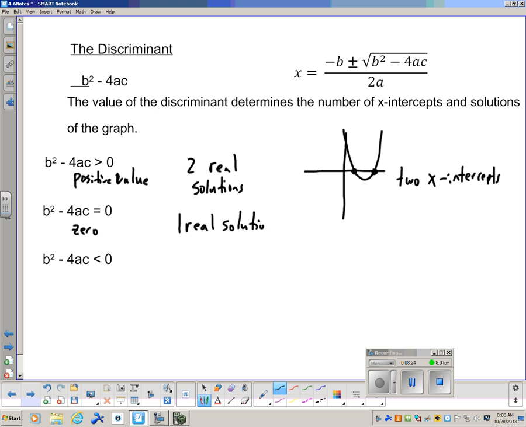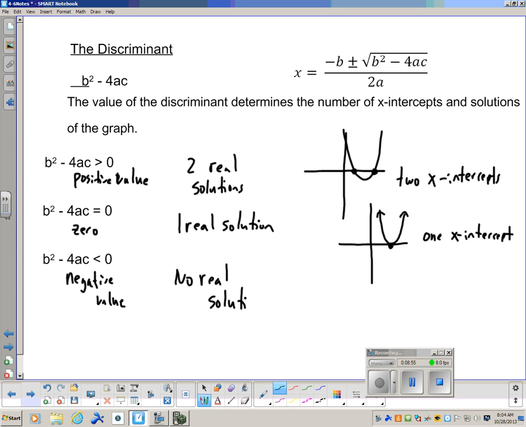And that's because the vertex is sitting on the x-axis, so you've got one x-intercept. And then if b squared minus 4ac is less than 0, so that means it's negative underneath the square root, then there's no real solutions.